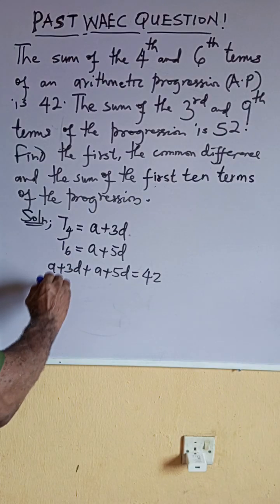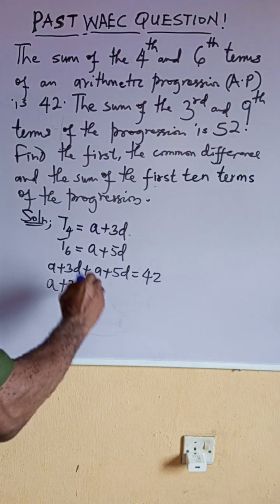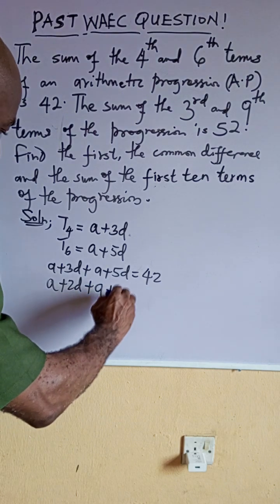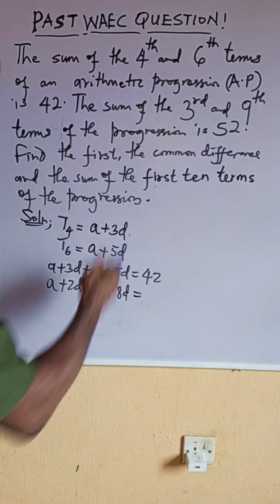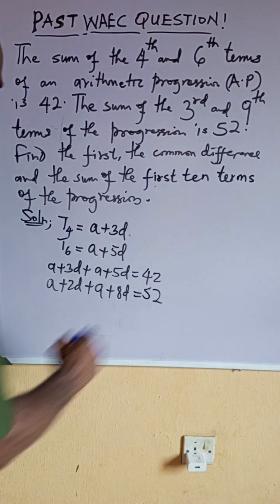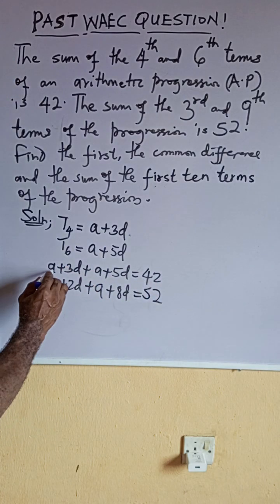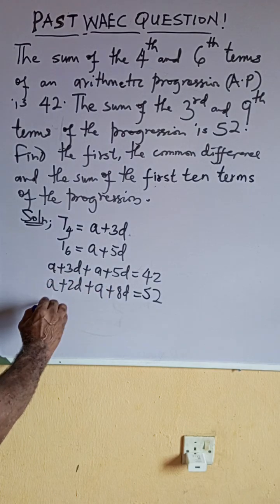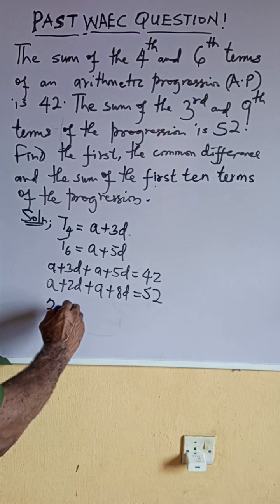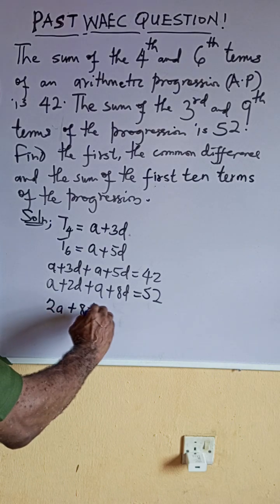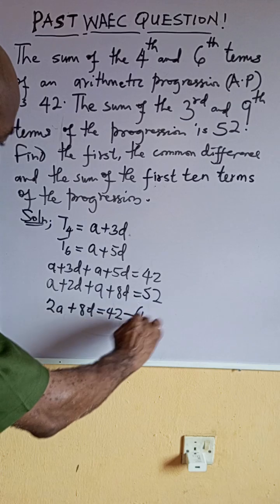The third term now is A plus 2D, plus the ninth term is A plus 8D. And we are told two of them are equal to 52. We simplify further. Now, A plus A is 2A, 3D plus 5D is 8D, and all equal to 42. We call this equation 1.